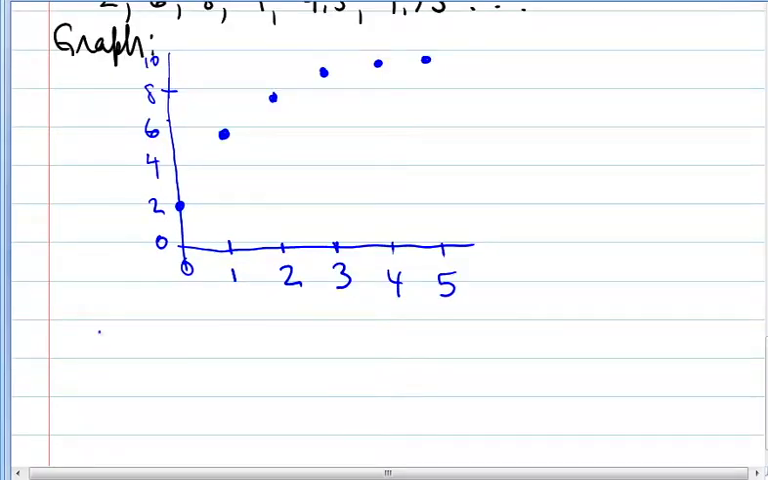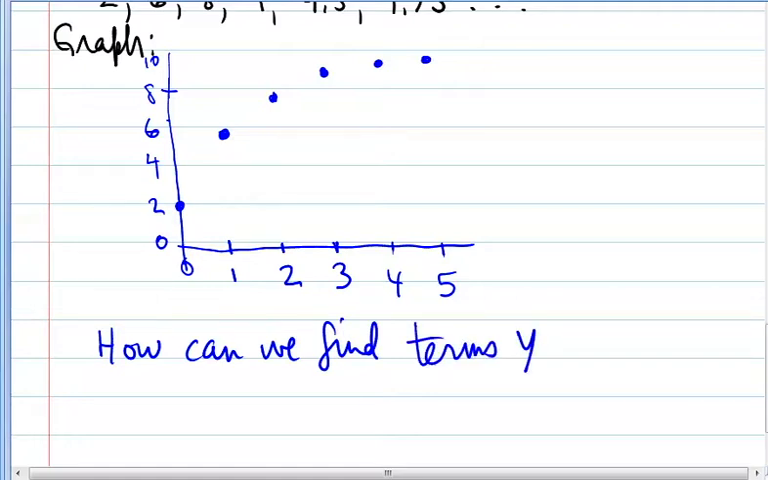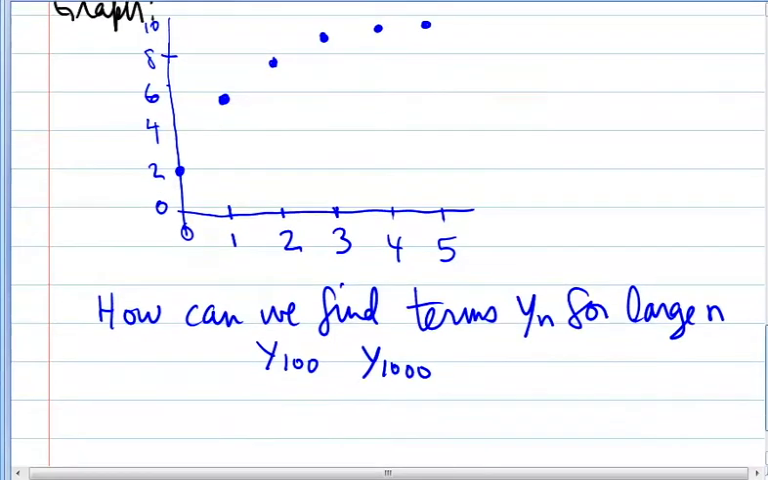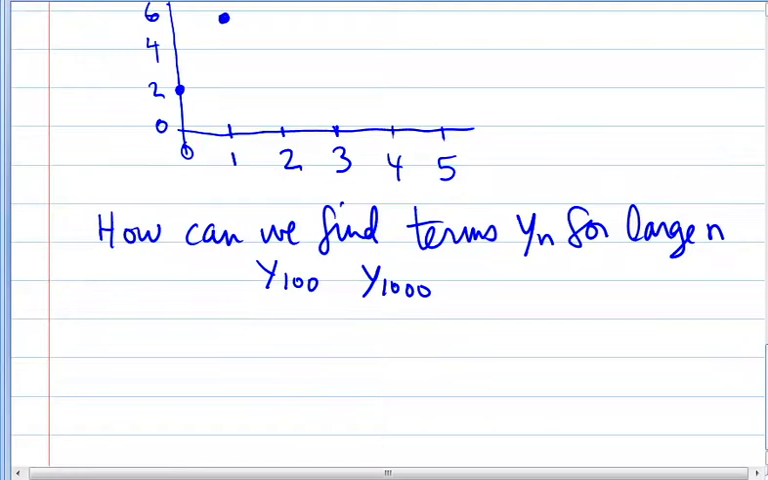So two questions come up immediately. How can we find terms yn for large values of n, like y100 or y1000? How can we find these terms in a more efficient way than generating all of those that come before it and getting y1, then 2, then 3, then 4, all the way up to 100? It's just way too much work. We want to know if we can jump right out to y100 and just calculate that, or y1000 or whatever. And that, of course, is the same thing as asking what is the long-term behavior of this sequence of numbers.